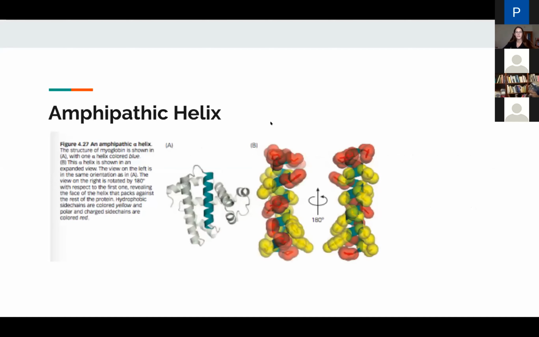Okay, and so here's a drawing. The picture in A is the structure of myoglobin, and you can see the helix in the middle is then amplified in structure B. You can see the yellow residues are hydrophobic and the red residues are hydrophilic, and you can see that the red residues are facing the solution, and then when you flip it over, the yellow residues would be facing the protein.